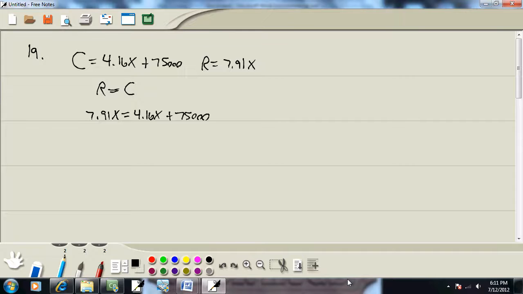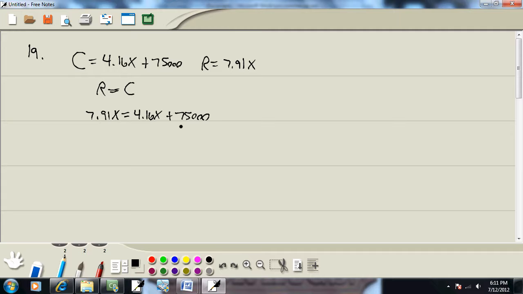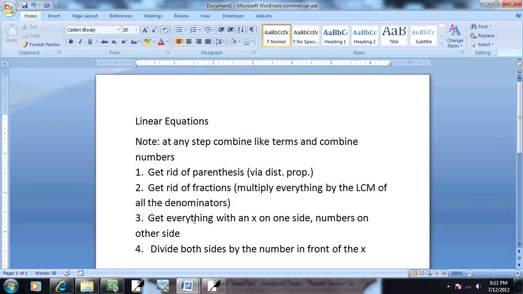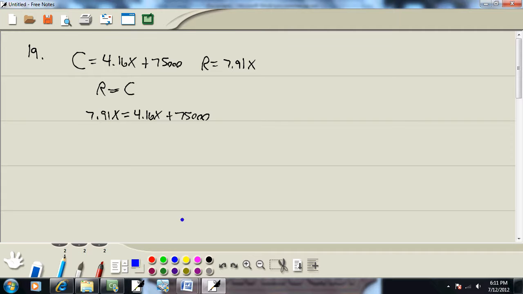So let's use these steps. First step, get rid of parentheses. Don't have any. Second step, get rid of fractions. Don't have any. Third step, get everything with an x on one side, numbers on the other. So I'm going to take the 4.16x to the left side, so everything with an x is on the left side. So we got 7.91x minus 4.16x equals 75,000.